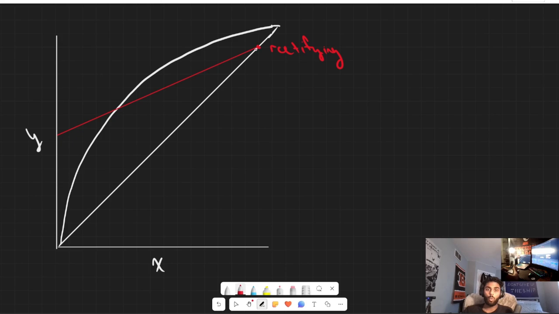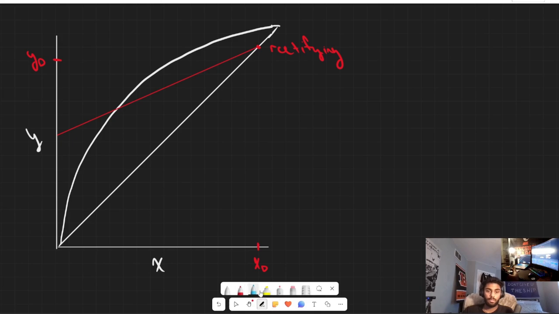And so where this curve rather meets the X equals Y line, we go down and we say that this is the liquid component of our distillate. And over here, we have the vapor component of our distillate. So this is for our rectifying line.